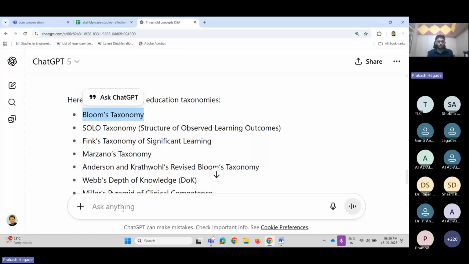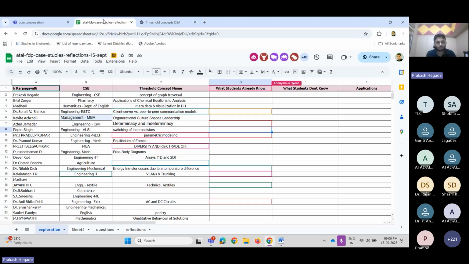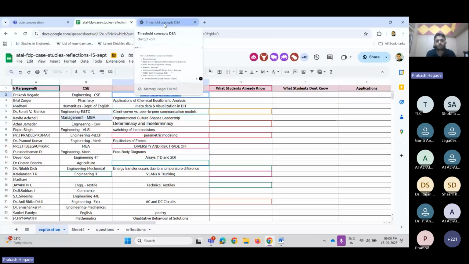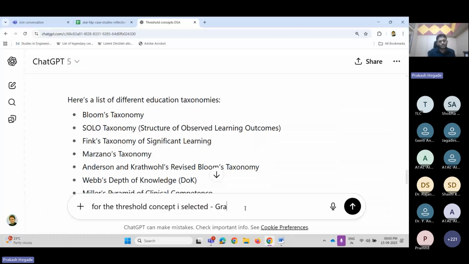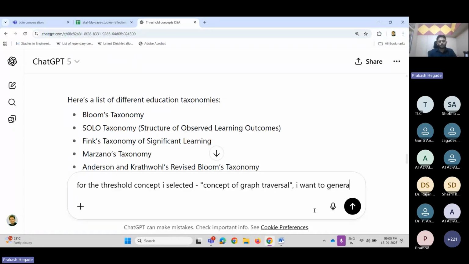What I'm now going to do is, for the threshold concept I selected, type it along with me. I selected graph traversal. You all are in the sheet, right? Copy this, or you can type it also. So I'm going to say: for the threshold concept which I selected, which is the concept of graph traversal, I want to generate a case study.